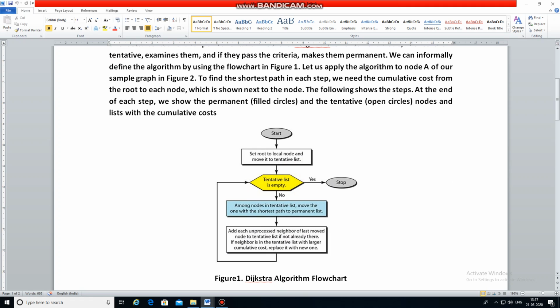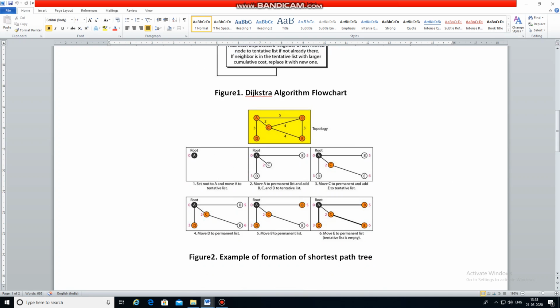Here you can see the start of the program, then we have to select a root node in the topology given, then we keep on making a tentative list, then after making the tentative list we update the tentative list, right? Then we make it a permanent list, then this loop will continue until all the nodes are selected and the shortest path is selected from the root node to all the nodes in the network, right? So for the working of this, let's select an example.